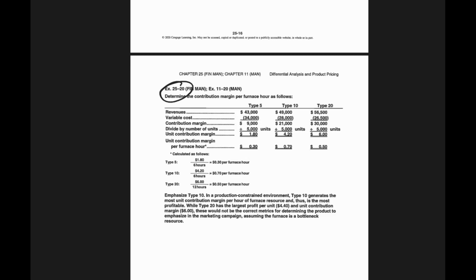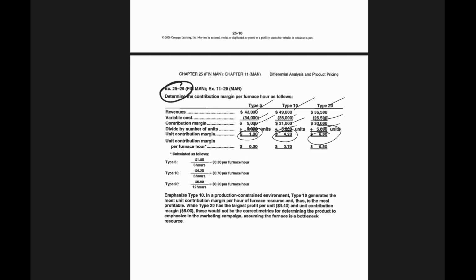All right, so the first thing that we'll do is recreate what's in the text there. We'll take that operating statement there, but put it into a contribution margin type of layout. So you got the revenues, we pull that, and then we've got our variable costs, and then we get to our contribution margin. We'll divide that by the number of units, and that's also in the book, 5,000 each, which gives us a unit contribution of $1.80, $4.20, and $6.